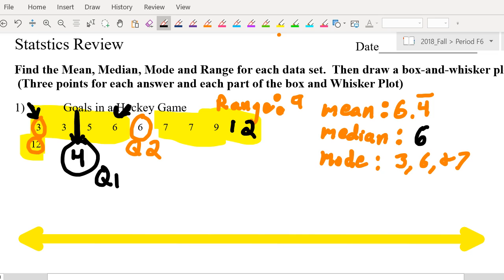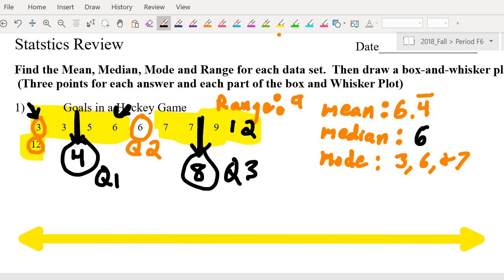Cool. All right, who can help us with the Q3? Halfway between 7 and 9, and that is 8. So this is really important, everybody. Do you see why Q3 is 8? Because it's the median of our right 4 numbers. Now remember, we do not use the median when we're finding our Q1 and Q3. Super important. So Natalie, do we use the median in our Q1 and Q3? Are we all listening?